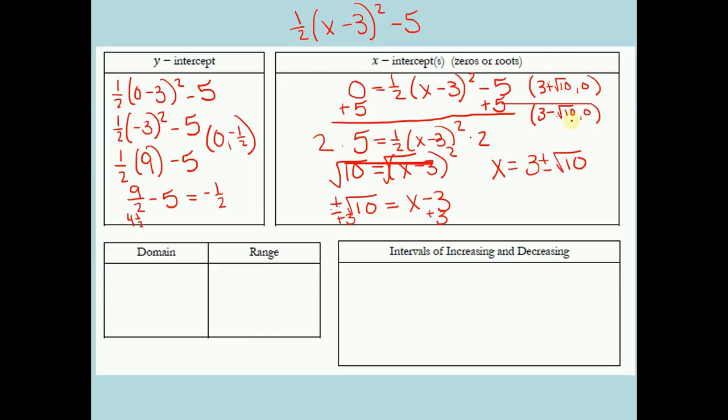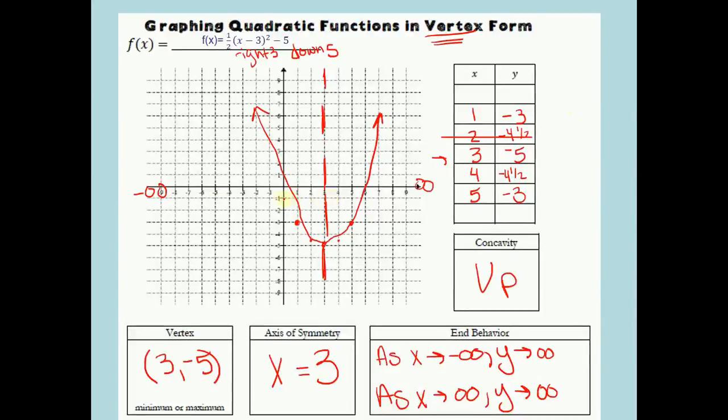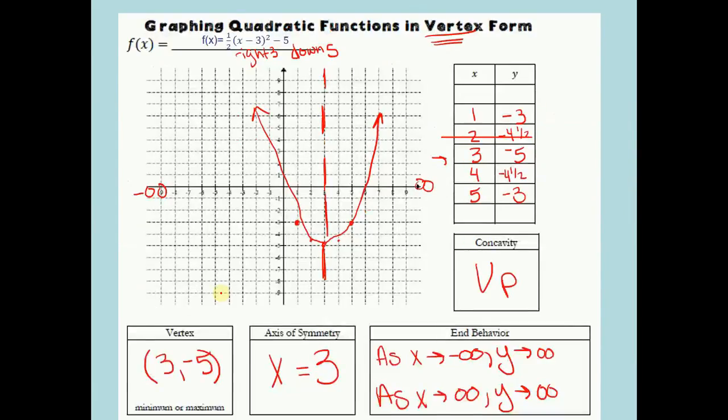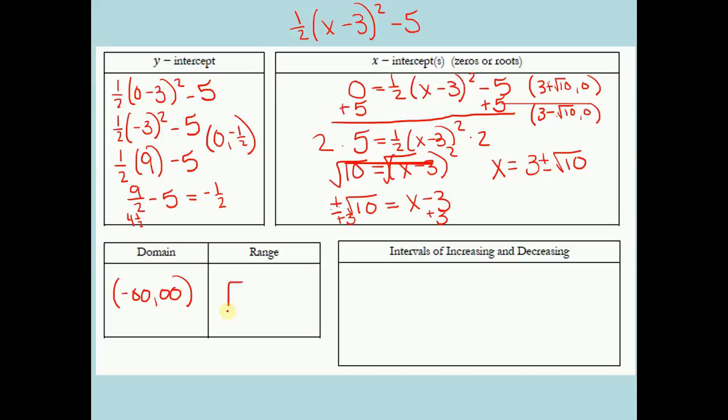Now you're probably saying, that's not a number. Yes, it is. It is a decimal. It is kind of a funky decimal, but nevertheless, not all x-intercepts all the time will come out nice. Something to keep in mind. Our domain looks like I'm getting negative infinity to infinity. No issues with that. My range, I am starting at negative 5, going to infinity.